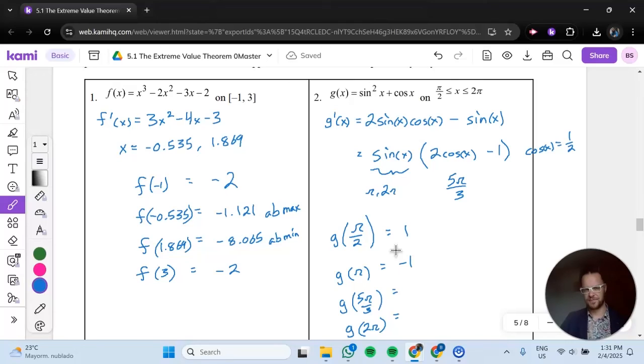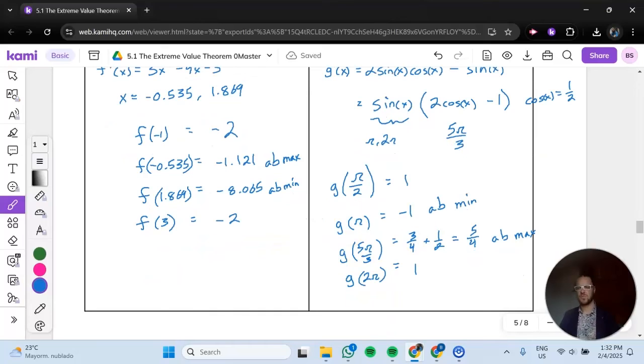So let's see, we're going to get sine of 5 pi over 3 is root 3 over 2, which will be 3/4, plus cosine is going to be 1/2. And so together that's 2, we're going to get 5/4. Okay? And then 2 pi, sine of 2 pi is 0, cosine of 2 pi is 1, so I'm going to get 1. So this is my absolute minimum here. And this one here would be my absolute max, because that's a little bit bigger than 1, right? It's like 1.25.